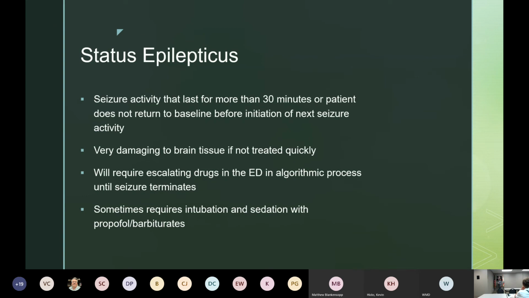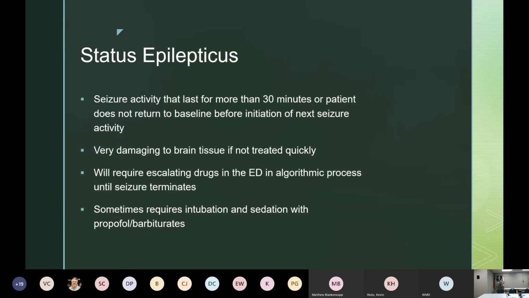So status epilepticus. Basically, seizure activity that lasts for more than 30 minutes is the actual definition, or if a patient does not return to baseline before the next seizure activity. So basically, if somebody's in a postictal state and they have not returned to their full neurologic baseline and then have another seizure, that's still considered status epilepticus.